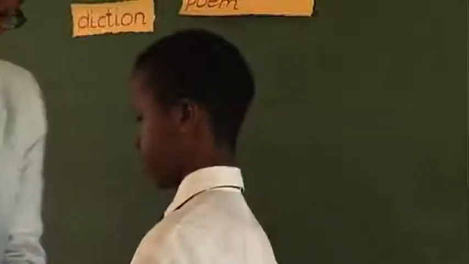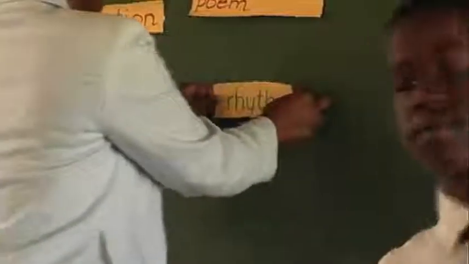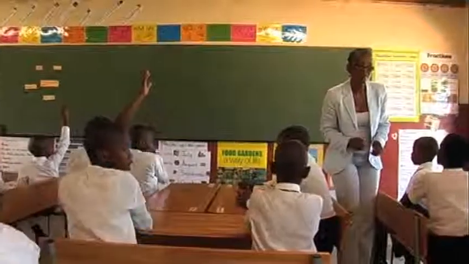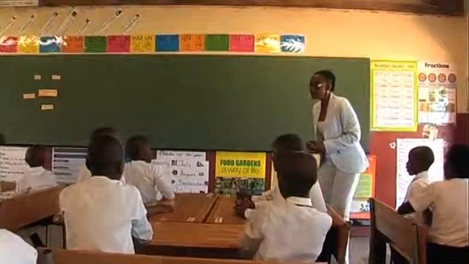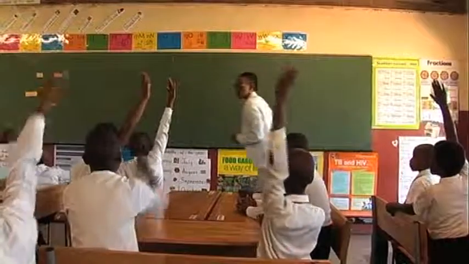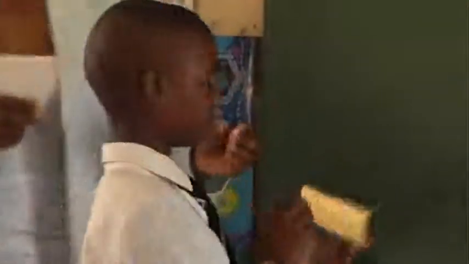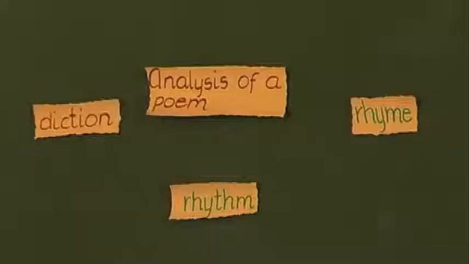Rhythm. The last one. Rhyme. Class? Rhyme. You can come and take the word rhyme on the board and show it to us. Rhyme. Very good. The teacher must make sure that they make the lesson exciting. The learners must enjoy the lesson. And the teacher must be vibrant enough so that the teacher doesn't bore the learner.